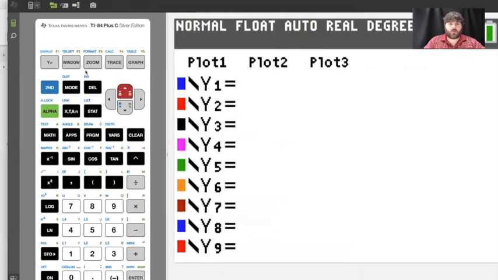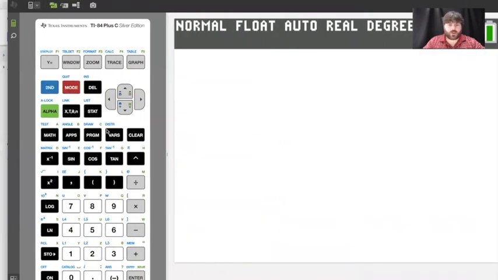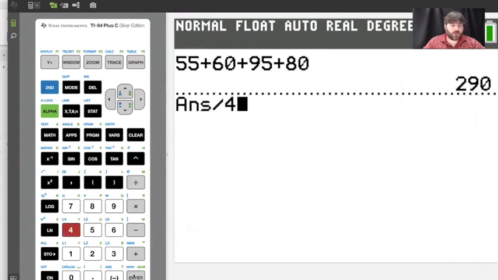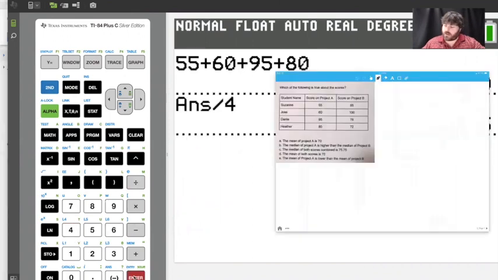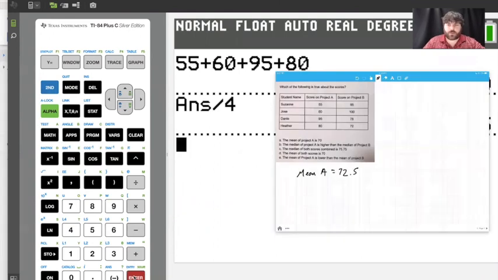All right, so go back to second mode. So I'm going to do 55 plus 60 plus 95 plus 80. And then I'm going to hit enter, and then I'm going to divide that by 4. So that means that the mean of A was 72.5.